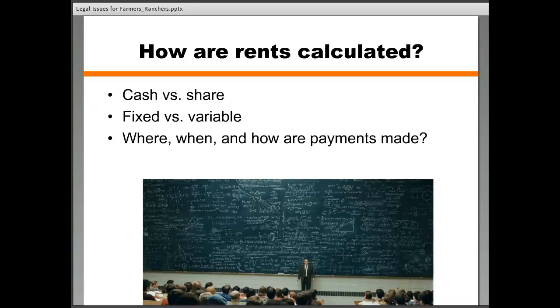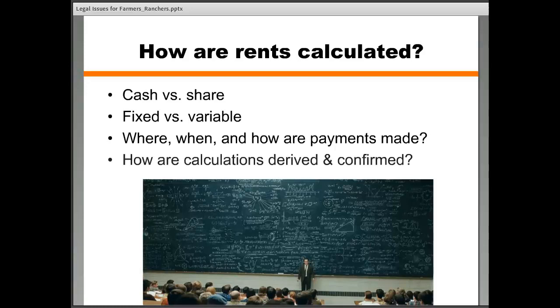Are they supposed to be made in cash? Are they supposed to be made in commodity? There are just lots of things out there that you need to think through and consider to make sure that both the landlord and the tenant understand how that payment is supposed to be made.